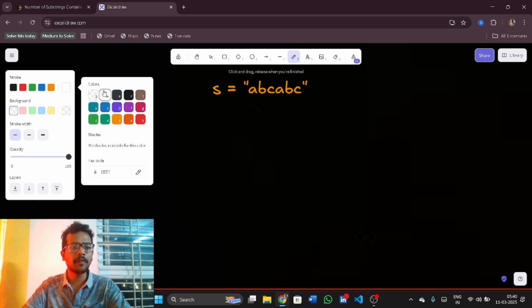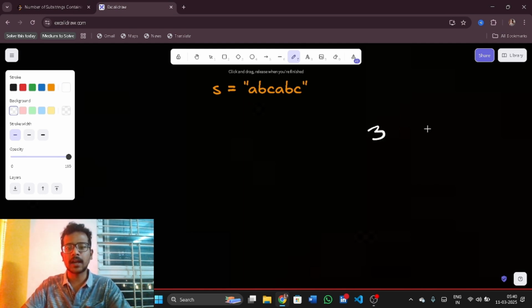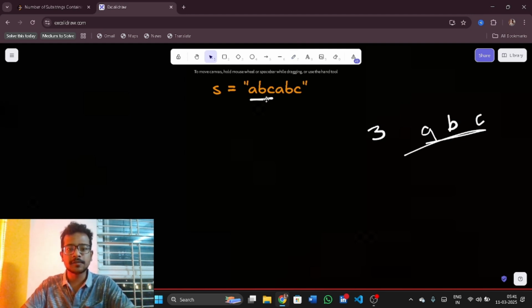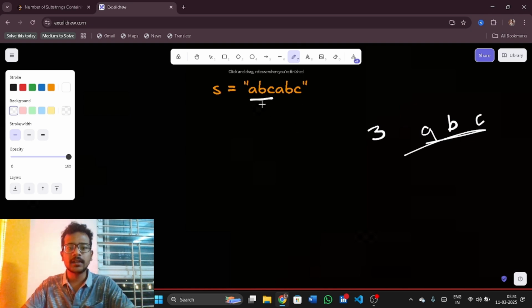Now, if I need three characters, A, B and C, what will be the first thing I need to do? I need to take exactly three characters first. This is the most important point, that I need to take the first three characters. Now, at this point I have A, B and C. So my answer count will be 0 initially, and then it will be incremented by 1.